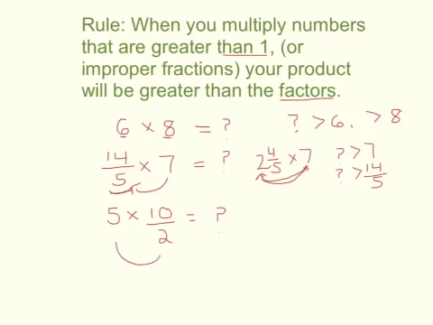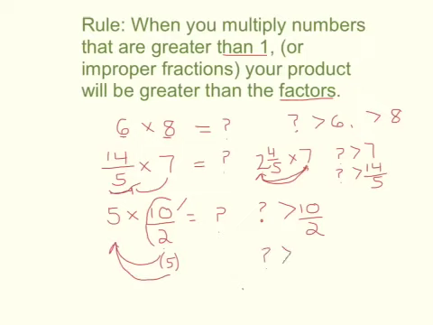Same thing with the last one. The last one means I have 5 of these. That means if I have 5 of these, it's greater than 1 of those. So my answer has to be greater than that factor. And 10/2 is really equal to 5, so I have more than 1 5. Whatever my answer will be, I can calculate that, but I know even from looking at it, my answer has to be greater than both of these numbers.